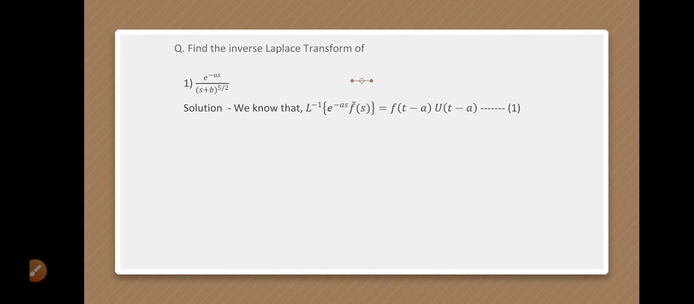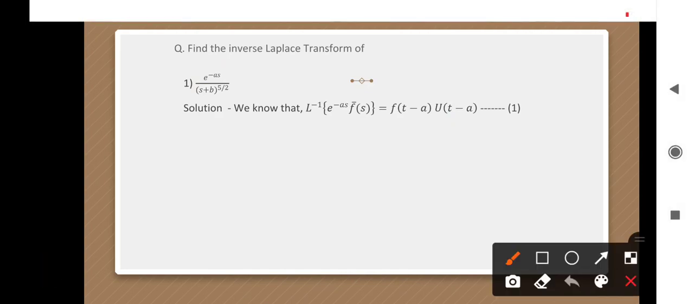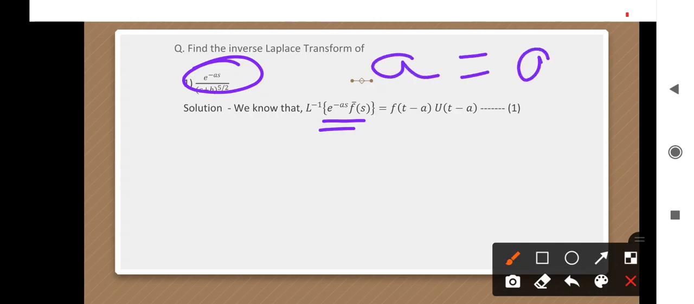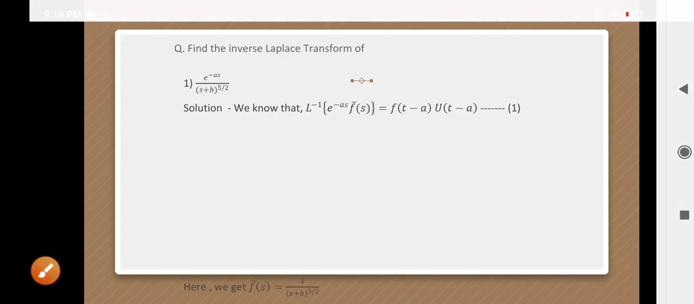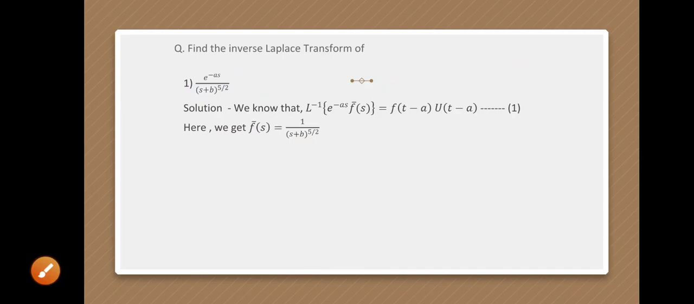First we will write the standard result, that is L inverse of e raised to minus as f bar of s is equal to f of t minus a into u of t minus a. Now we will compare this given function with this standard form and you can easily identify that a equal to a itself and f bar of s is equal to 1 upon s plus b bracket raised to 5 by 2. So this is the first step to identify the value of a and the function f bar of s.